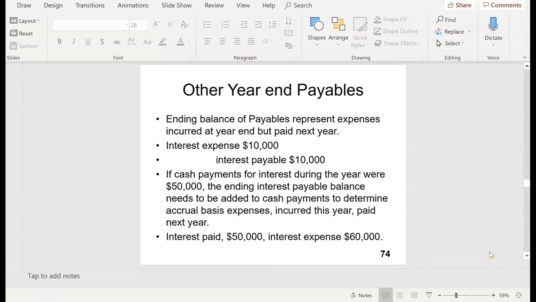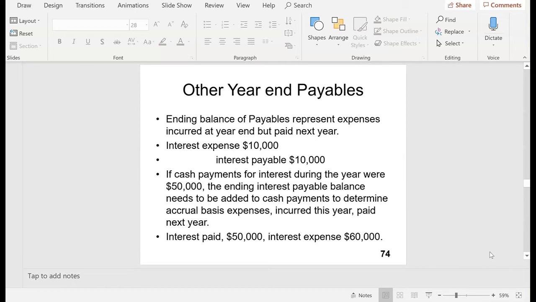Now, when it comes to cash basis expenses and accrual basis expenses, interest is another biggie. Because if cash payments for interest during the year were $50,000, that's what you paid, but you made this entry at year end, debit interest expense $10,000 and credit interest payable $10,000. What does that mean? That means you incurred it this year, but you're not going to pay it until next year. That's got to be included in this year's accrual basis interest expense.